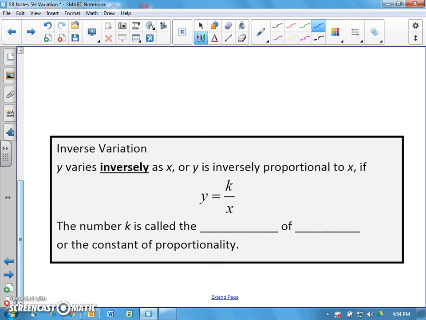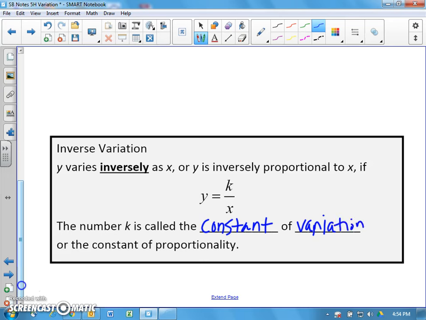Inverse variation is similar to direct variation. You'll go through the same steps, but your basic equation is different, so you'll need to read very carefully to figure out if you're dealing with direct or inverse. If y varies inversely as x, or y is inversely proportional to x, we would have the general equation y equals k over x. K is still our constant of variation, sometimes also called a constant of proportionality for inverse variation.